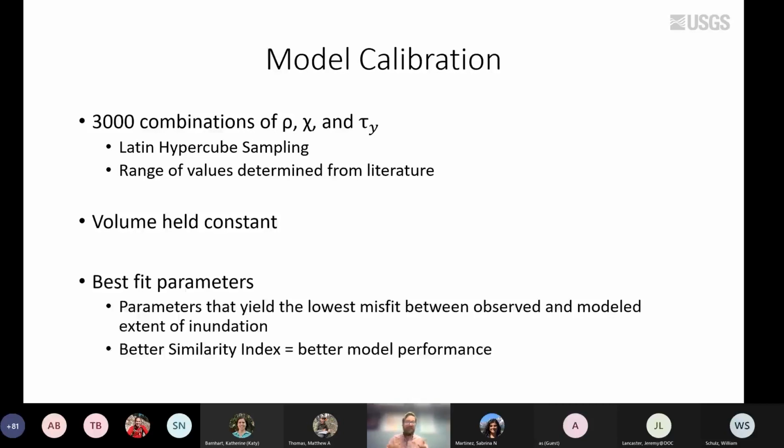And so we defined the best fit parameters as those that yielded the lowest misfit between the mapped and the modeled extent of inundation. So areas with less misfit will have a higher similarity index. We identify a higher similarity index with better model performance. So the combinations of the flow mobility parameters that yield the highest similarity index, we determined to be the best fit parameters. So we calibrated the model for the Montecito dataset to the entire 5 watershed dataset, as well as to each of the 5 individual basins within that dataset.